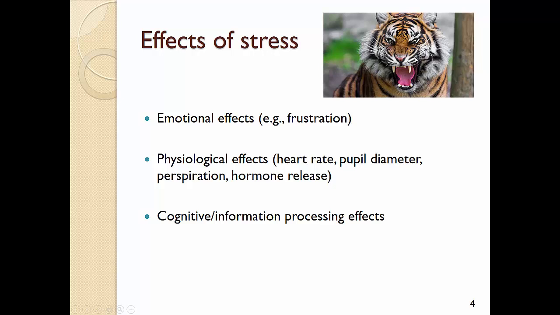Our body prepares for basically running away. They call it the fight or flight system, the sympathetic nervous system. And when we see a threat, our body mobilizes to basically be keenly aware of our surroundings and be ready to bolt. And then there are also information processing effects of stress.